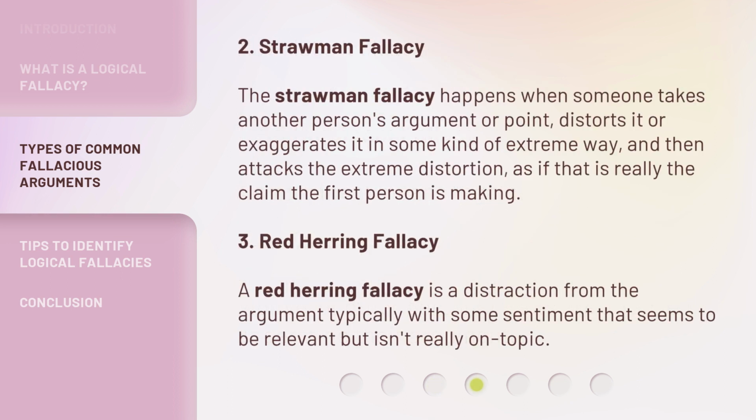2. Strawman fallacy. The strawman fallacy happens when someone takes another person's argument or point, distorts it or exaggerates it in some kind of extreme way, and then attacks the extreme distortion, as if that is really the claim the first person is making. 3. Red herring fallacy. A red herring fallacy is a distraction from the argument, typically with some sentiment that seems to be relevant but isn't really on topic.